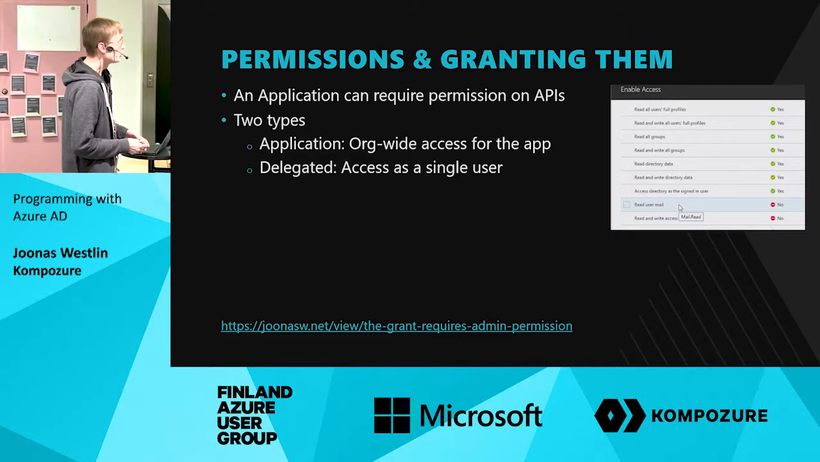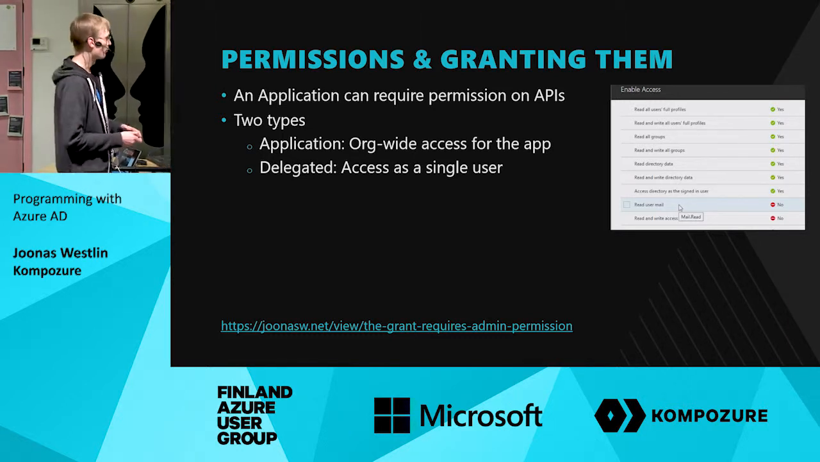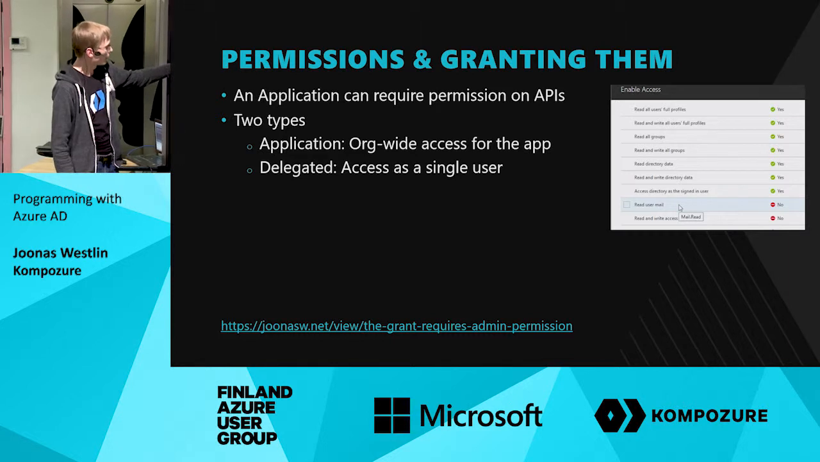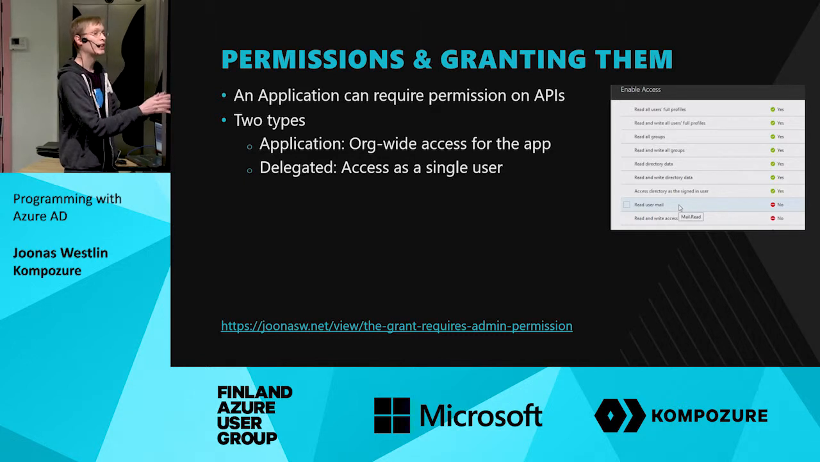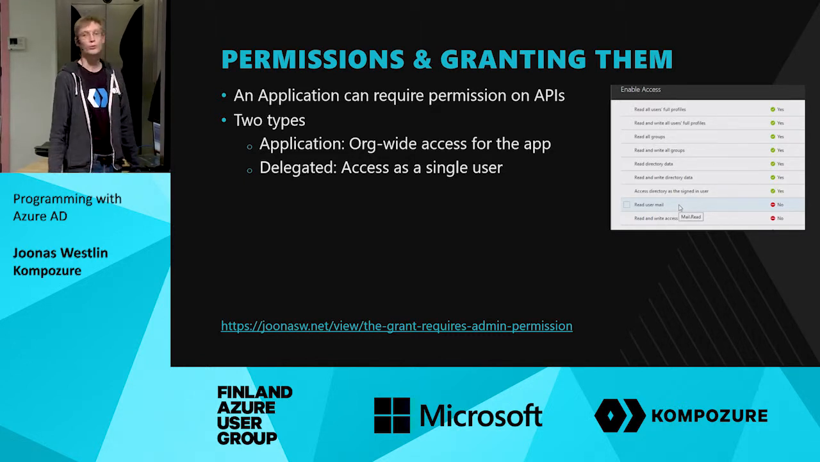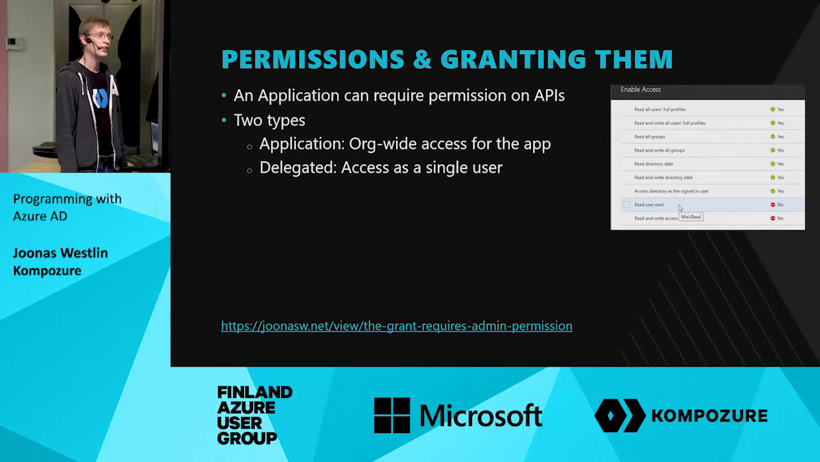There are two types of permissions. First one is application permissions, and those will always give your app organization-wide access to something. Essentially, they are saying that this app by itself can access this thing. For example, give the app the permission to read every user's emails. It's a pretty scary thought, right? But there are actually really valid use cases for those kinds of things.